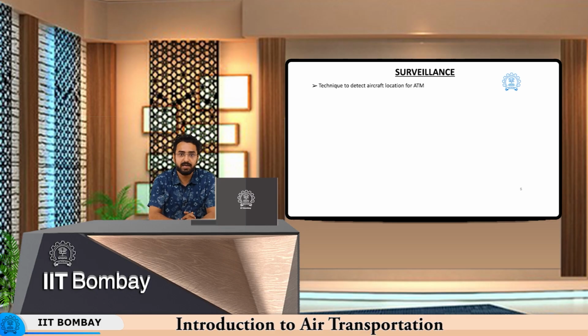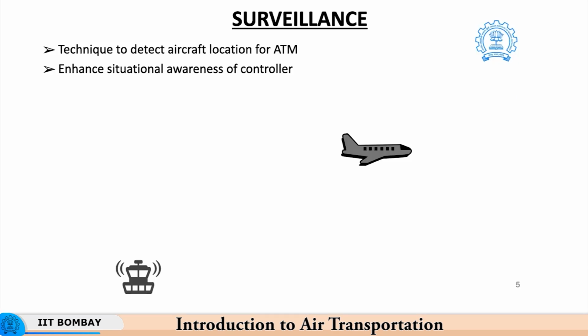So, surveillance basically entails a set of techniques that are implemented by air traffic control services to detect aircraft location for efficient air traffic management. By way of efficient air traffic management, the air traffic controller can be benefited by enhanced situational awareness of the aircrafts, and what all procedures need to be followed, so that safety driven flight operations can be carried out within the vicinity of the airspace.